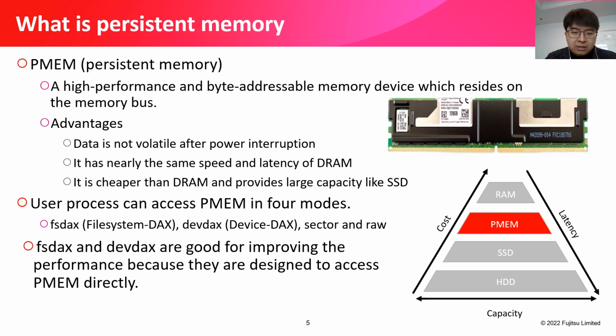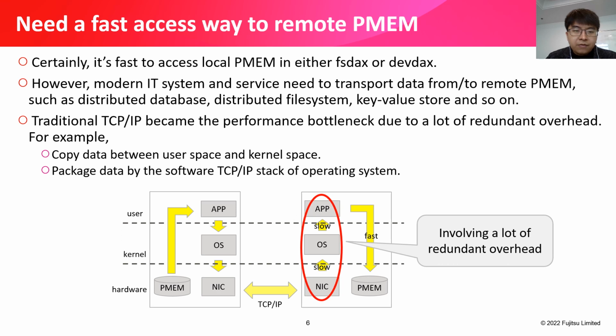User processes can access PMEM in 4 modes: FS DAX, DEV DAX, sector, and raw. FS DAX and DEV DAX are good for improving performance because they are designed to access PMEM directly. Certainly, it's faster to access local PMEM in either FS DAX or DEV DAX mode. However, modern IT systems and services need to transport data from or to remote PMEM, such as distributed databases, distributed file systems, key-value stores, and so on.